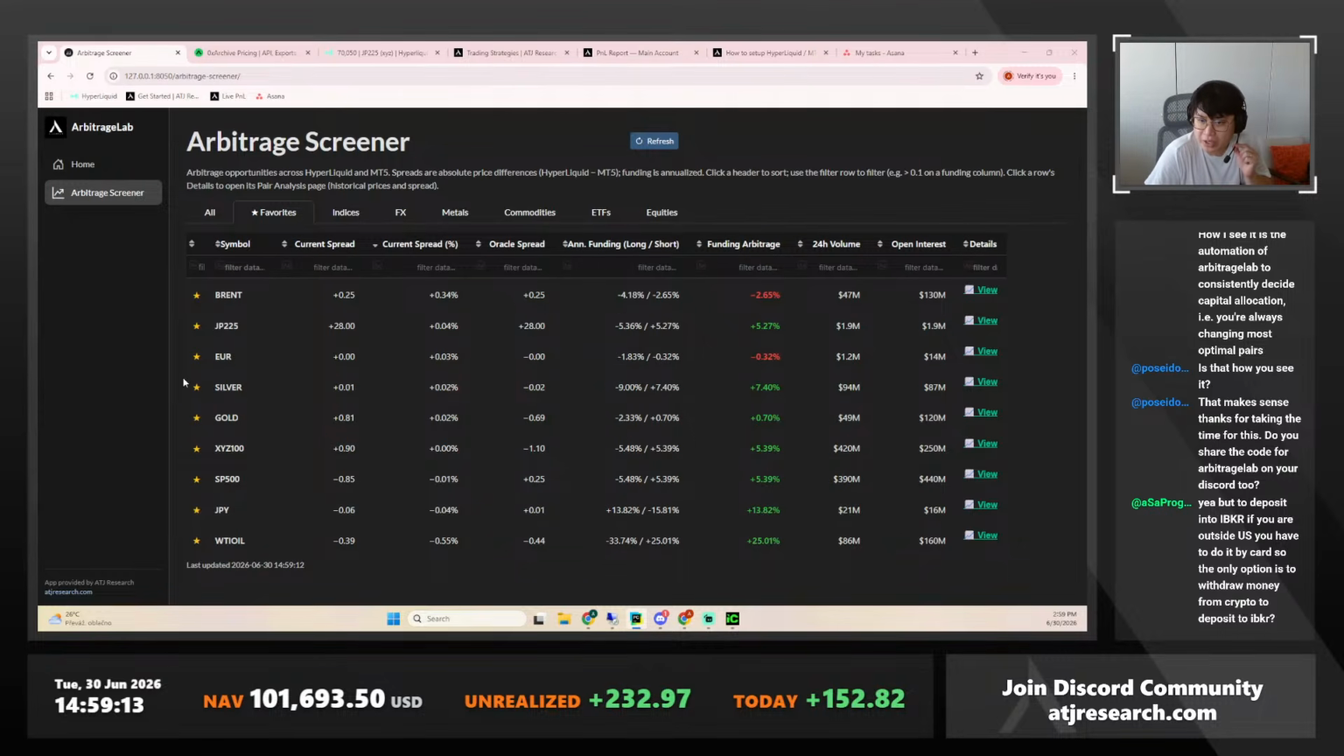Yeah, but to deposit into IBKR, if you are outside the US, you have to do it by card. So the only option is to withdraw money from crypto to deposit to IBKR. Is that true?